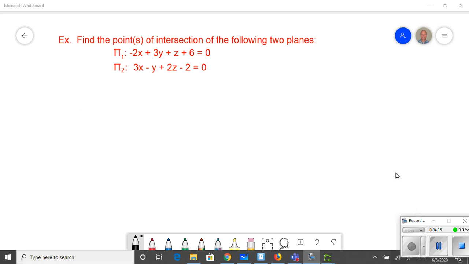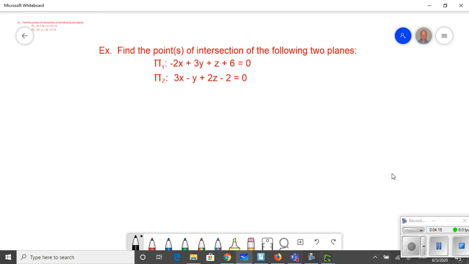Okay, so here, let's find the point of intersection. And then we sort of know from this one, it's going to be the line of intersection. I think that sort of gave it away.